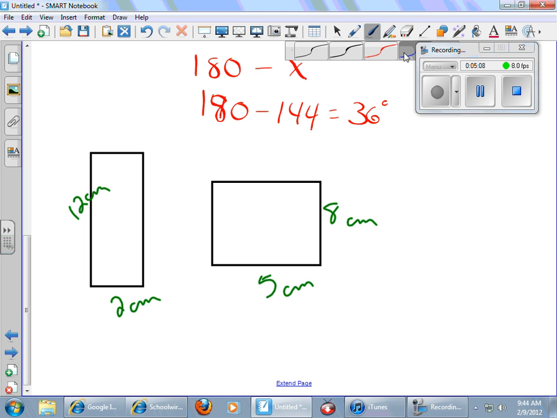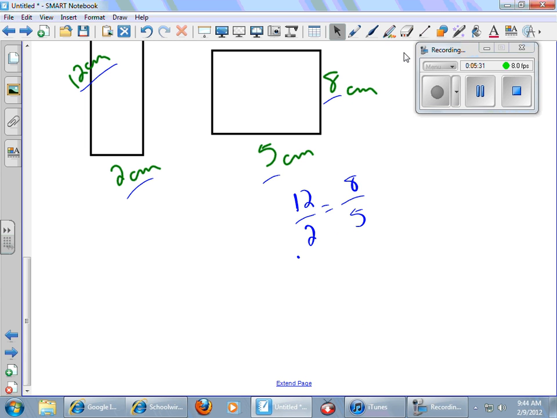If they are, I should be able to set up a proportion, and then when I do the cross multiplying, I should get the same answer. So I'm going to write 12 over 2. And then I'm going to write 8 over 5. If they are equal to each other, you guys know this is review, then the cross products will be equal to each other.